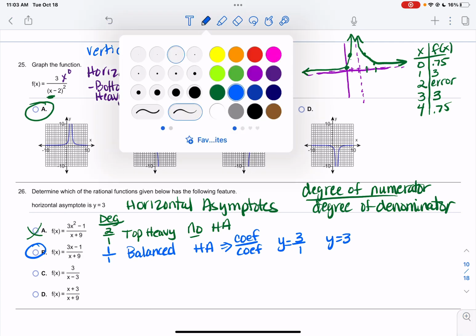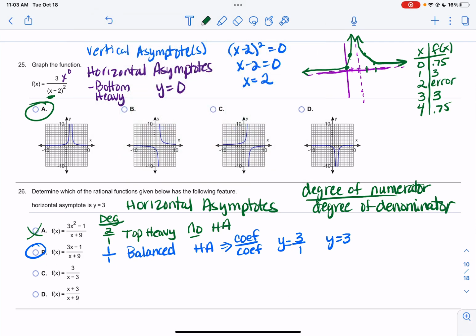But let's look at the other two just as a quick review. In part C, the degree of the numerator is 0. It doesn't have an x, so we consider it to be x to the 0 power, and the denominator is 1. We call this bottom heavy. And bottom heavy functions will always have a horizontal asymptote that is y equals 0. It's always going to flatten out to the x-axis. So we can eliminate that as a choice.